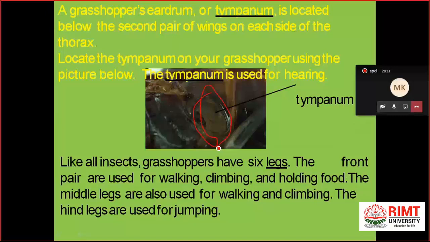Whenever you come to university and go for its dissection, you will see its very clear structure present under the hind wings. It's just a transparent structure. Locate the tympanum on your grasshopper using the picture below. Tympanum is used for hearing.